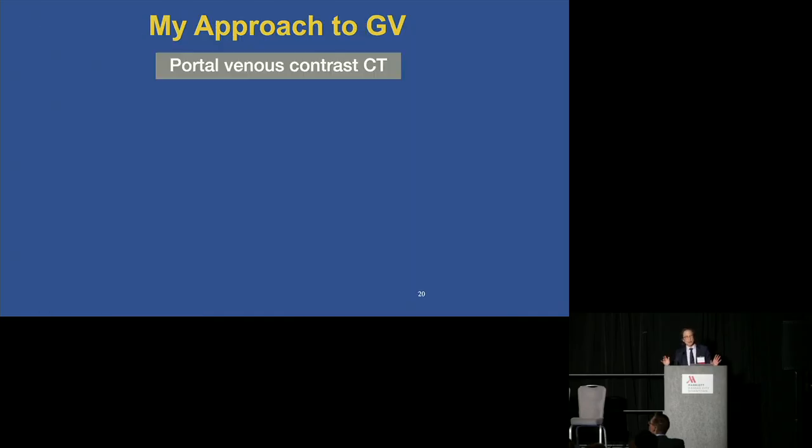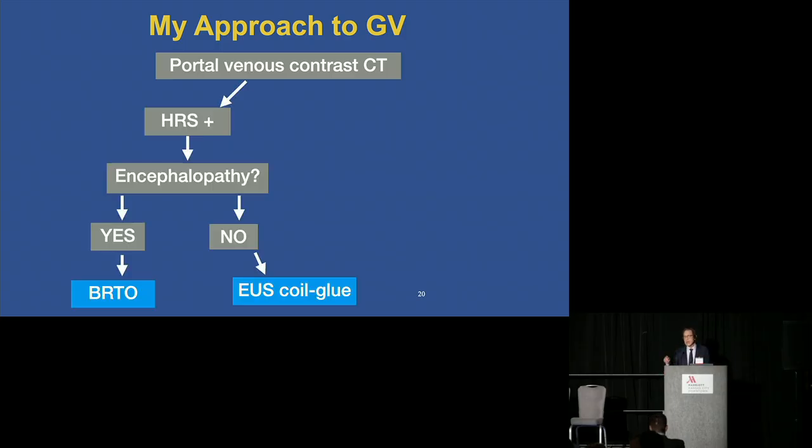So I'm going to summarize with my approach to gastric varices, and it has evolved. And it starts with this. I insist on getting this, and I review it before I put the scope in the patient. Now, often they come to me already with a diagnosis of fundal varices, but I still always insist on this, a portal venous contrast CT. If a HRS is positive, hepatorenal shunt, and the patient has encephalopathy, that's where I'll call the interventional radiologist and discuss maybe doing BRTO, maybe. But if there's no encephalopathy, I do EUS-guided coil and glue.